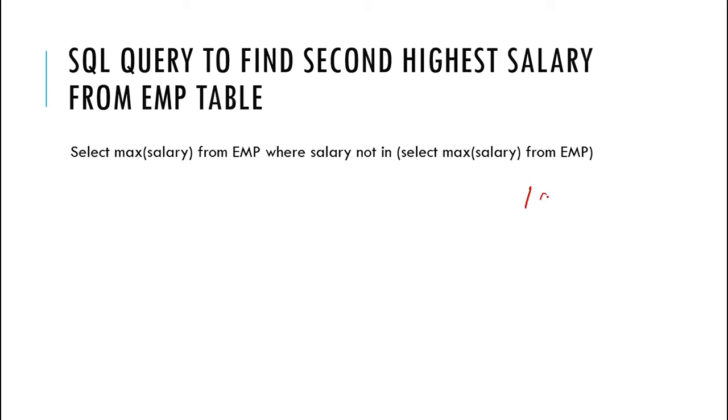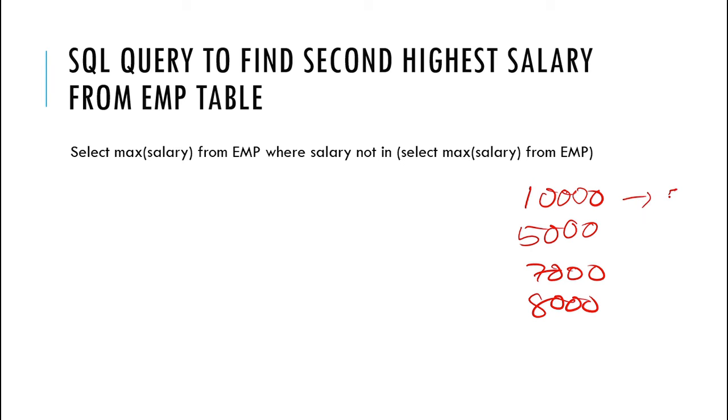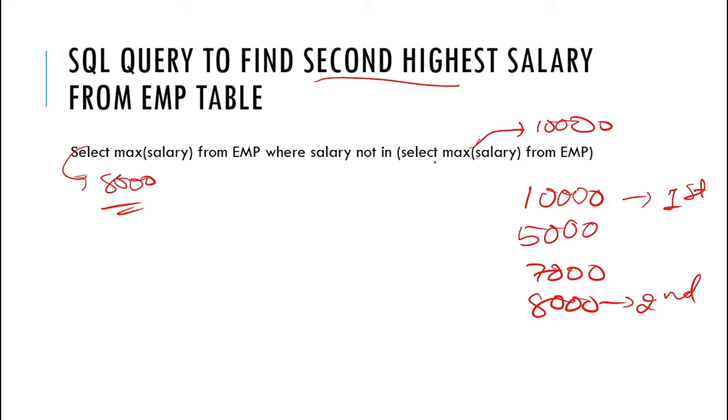Let's say the salaries of the employees are 10,000, 5,000, 7,000, and 8,000. So this is the highest salary and this is the second highest salary. We want the output of this query as 8,000, the second highest salary of the employee. For the inner query, select max salary from employee, the result will be 10,000, right? As I told, the inner query will be executed first, and 10,000 is the result of this inner query.